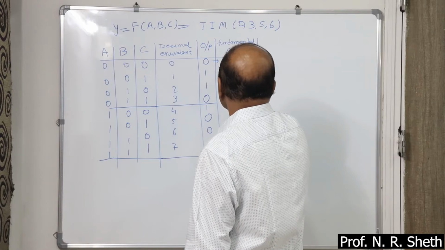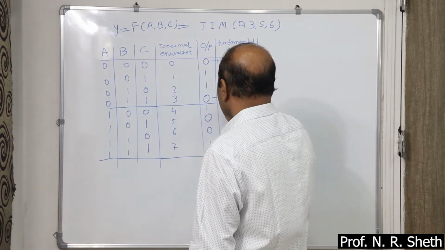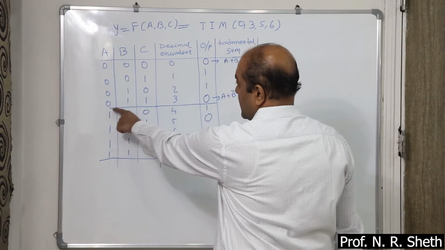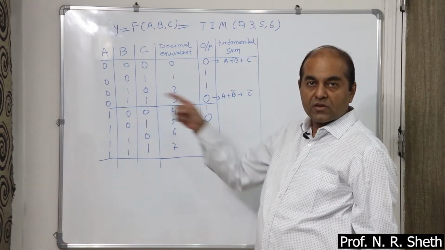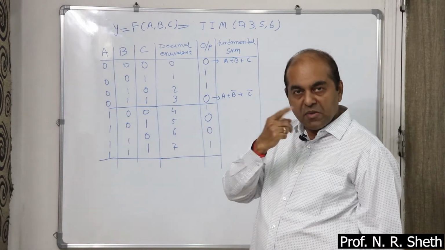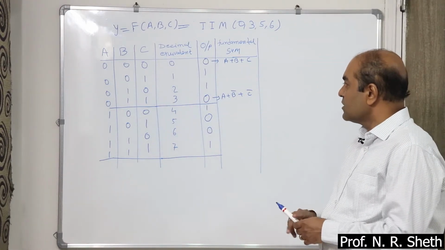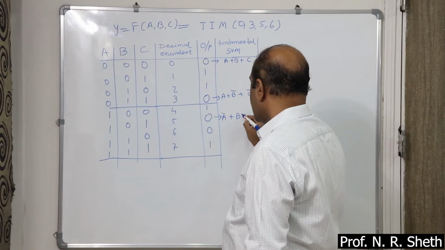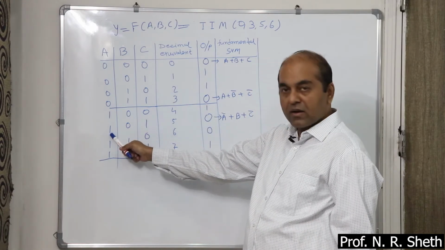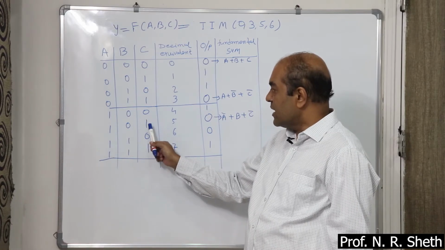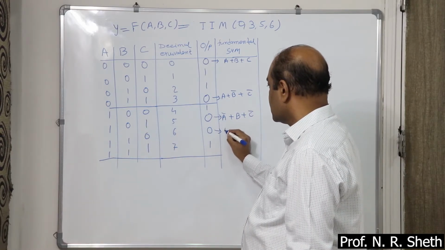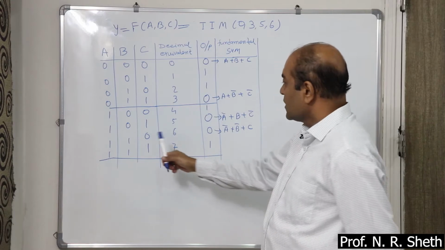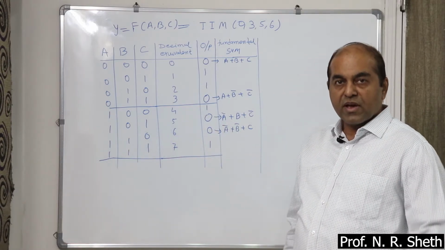So here it is A plus B plus C. Here it is A plus B bar plus C bar. A plus C. B is high, so B bar is 0. C is high, C bar is 0. So A plus B bar plus C bar. Here A bar plus B plus C bar, A bar 0, B and C bar, and the last one A bar plus B bar plus C. So we have 4 entries.